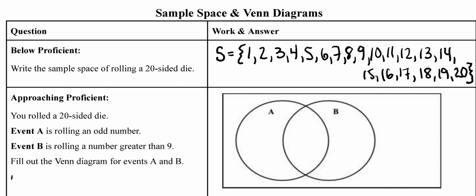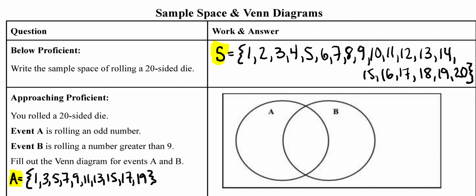So let's just go ahead and put A. These are subsets of S. If S is our event of rolling a 20-sided die, A is some subset of that. And so we're going to say A then includes the possibilities. Rolling an odd number could be 1, 3, 5, 7, 9, 11, 13, 15, 17, and 19.